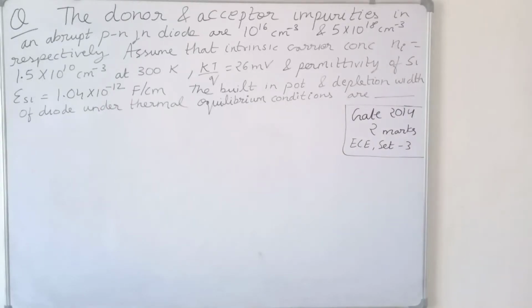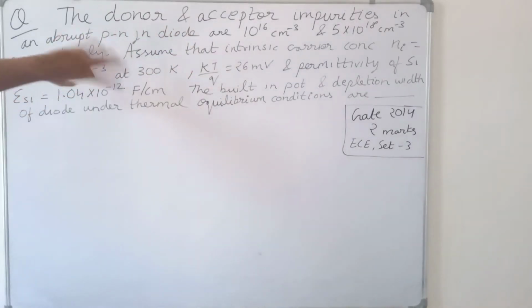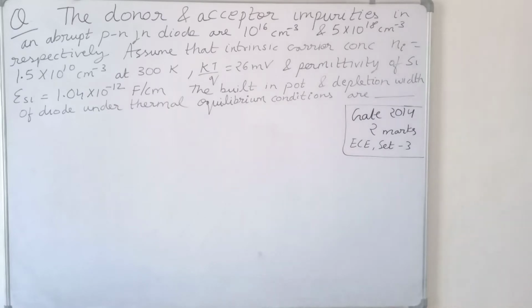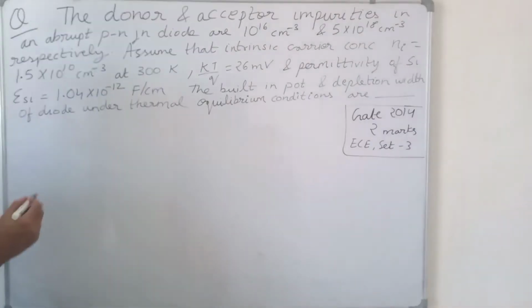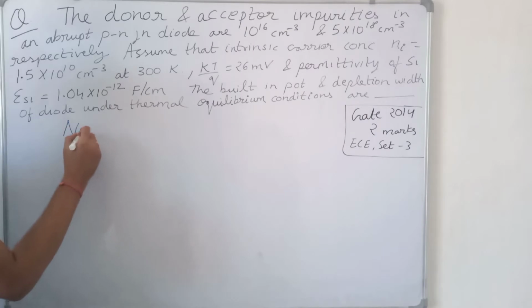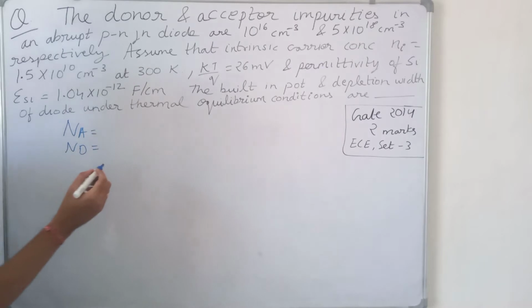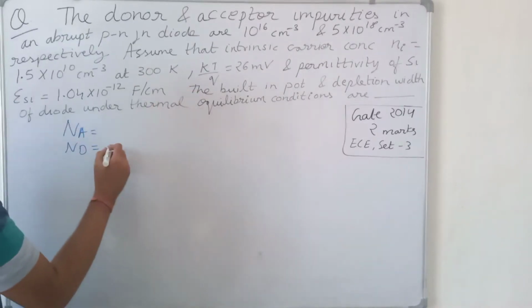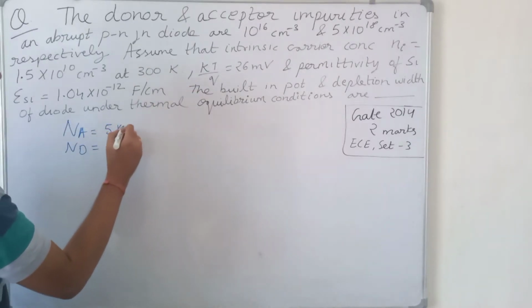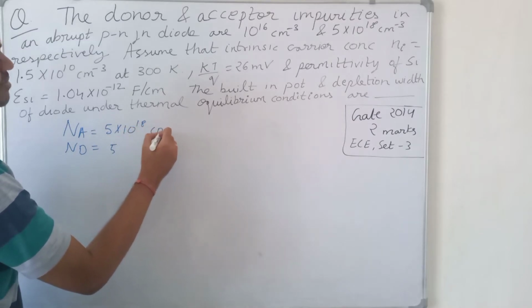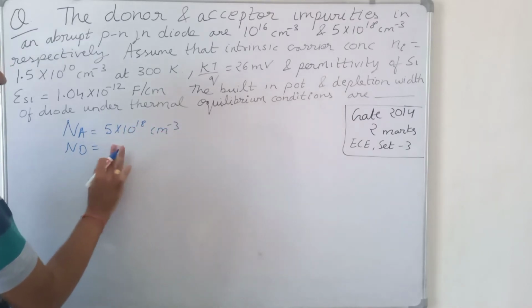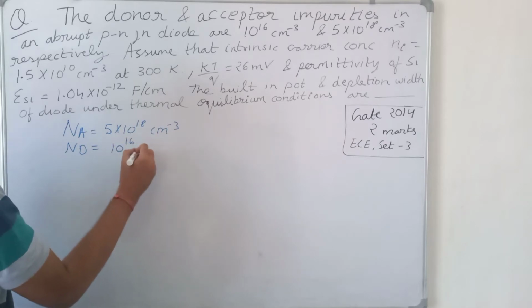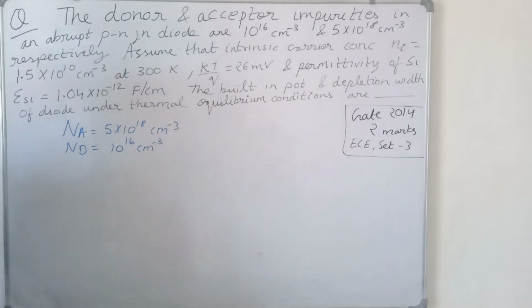So this question is from GATE 2014 electronics branch. It says that the donor and acceptor impurities in an abrupt p-n junction diode are 10 to power 16 centimeter cube inverse and 5 into 10 to power 18 centimeter cube inverse respectively. So Na and Nd are given to us. Na is given as 5 into 10 to power 18 centimeter cube inverse and Nd is given as 10 to power 16 centimeter cube inverse, respectively.